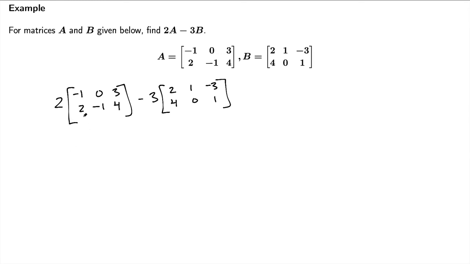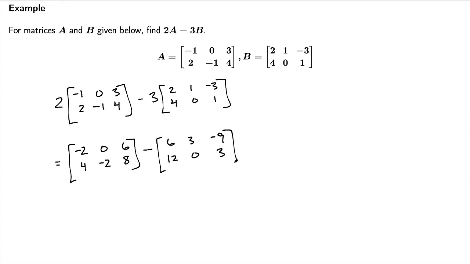So the first thing I'm going to do is my scalar multiplication because I'm following the order of operations. The order of operations applies with matrices just like it does to real numbers. So I'll start with my multiplication. Bringing the 2 in, I multiply each entry of matrix A by 2. And so that gives me -2, 0, 6 for the first row, and 4, -2, 8 for the second row, minus, and then multiplying the 3 into the matrix B, I get for the first row 6, 3, -9, and for the second row 12, 0, and 3.